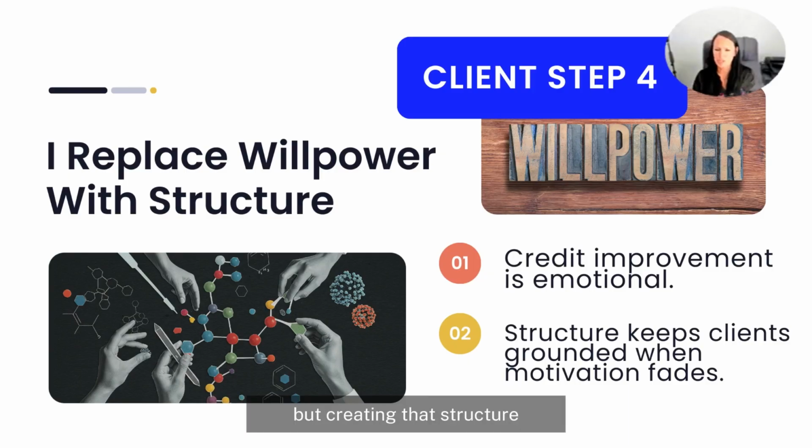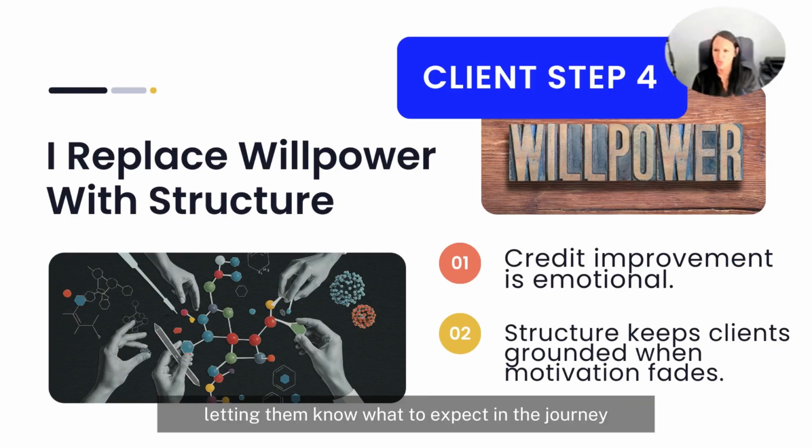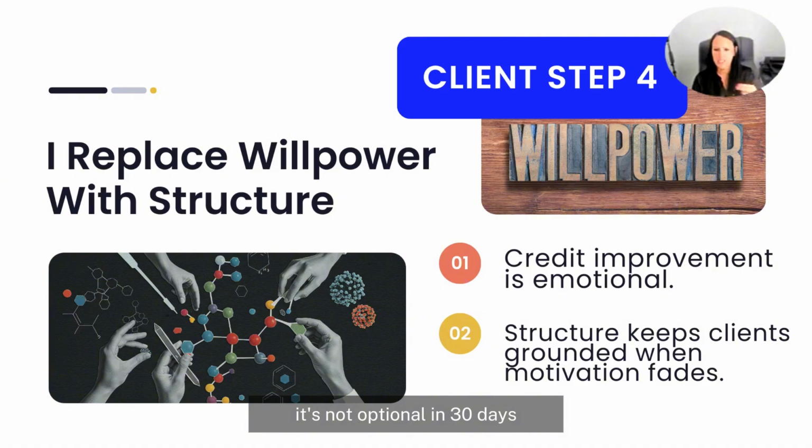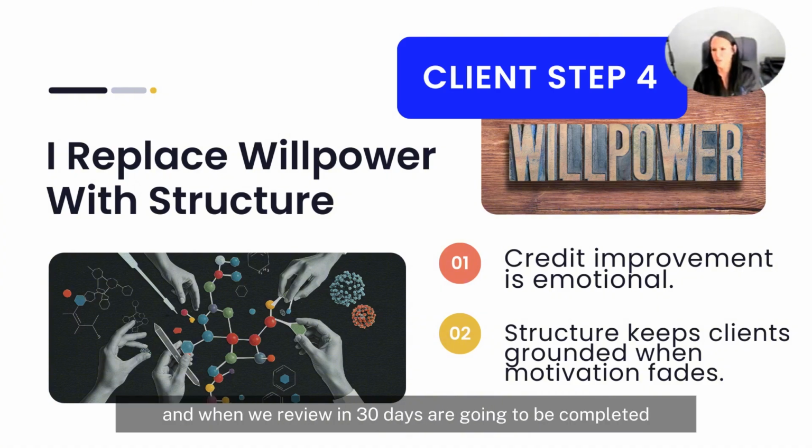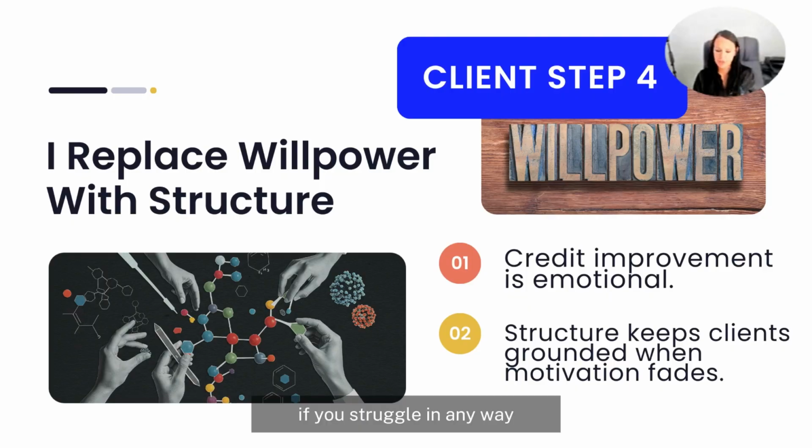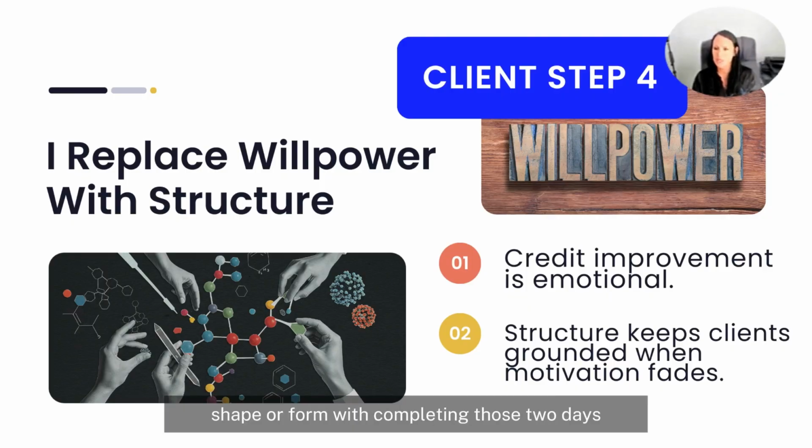But creating that structure, letting them know what to expect in the journey they're working with you, is going to help delete that optional behavior with them. It's not optional. In 30 days, I'm going to give you 2 things, and when we review in 30 days, those 2 things are going to be completed. If you struggle in any way, shape, or form with completing those 2 things, it's really important that you contact me so we can help each other through that, right? It's because you're the accountability, you're the support.